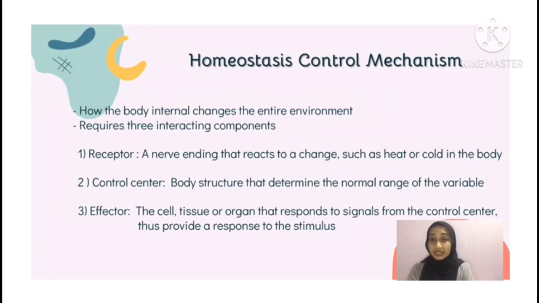It is a nerve ending that reacts to a change such as heat or cold in the body. The second one is the control center. It is a body structure that determines the normal range of the variable. The third one is the effector. It is the cell, tissue or organ that responds to signals from the control center. Thus, it provides a response to the stimulus.